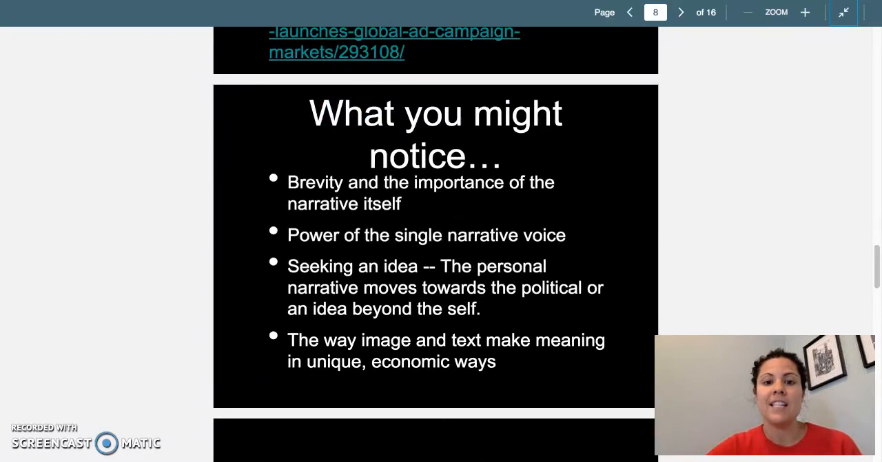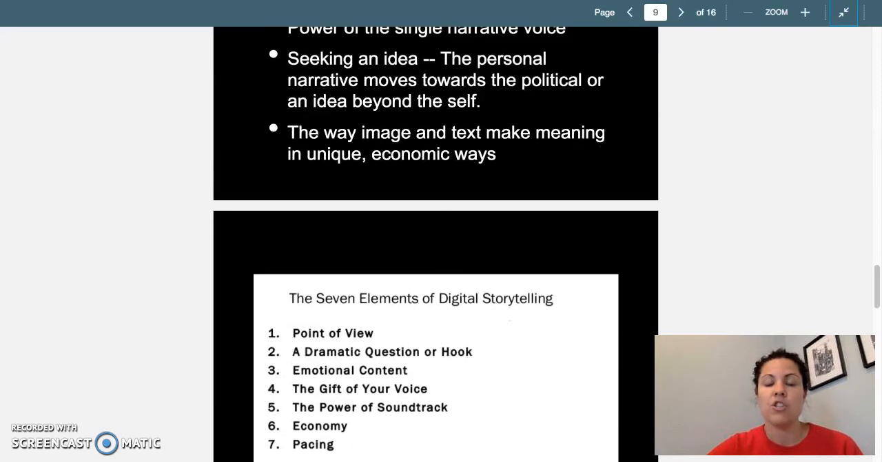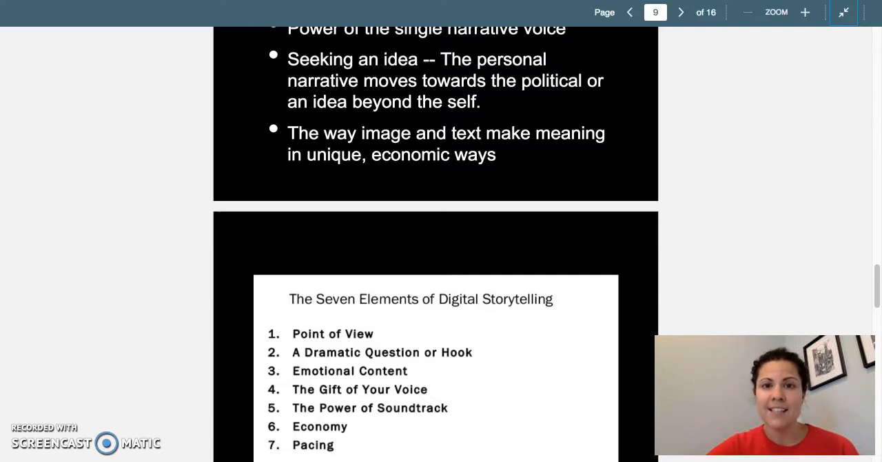So you want this idea of a personal narrative maybe moving beyond yourself, and a way that the text and image are moving in an economic way, which means that you are going to want to make sure that each word counts. So you want to have a clear point of view, perhaps a dramatic question or hook, that's your introduction. Emotional content: it is narrative, so the goal is to entertain and connect with your audience. I want you to have your voice in the background. I know most of us don't like to have that, but it's an important part of your story.